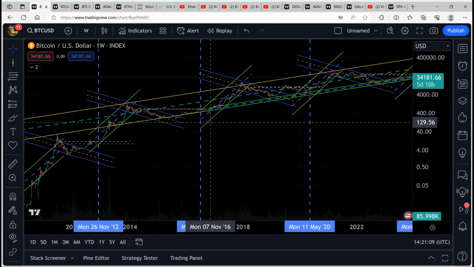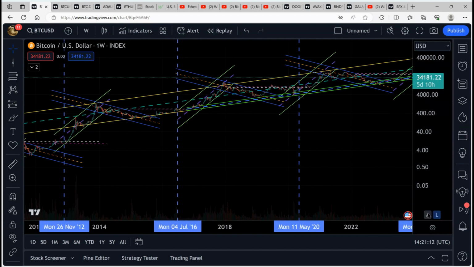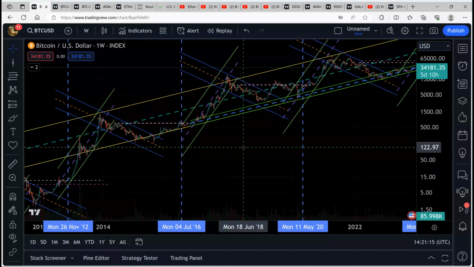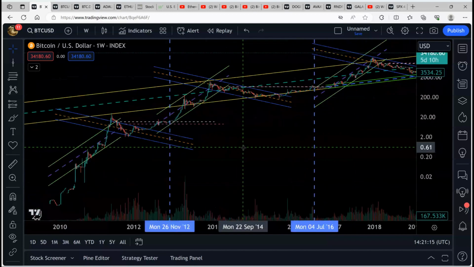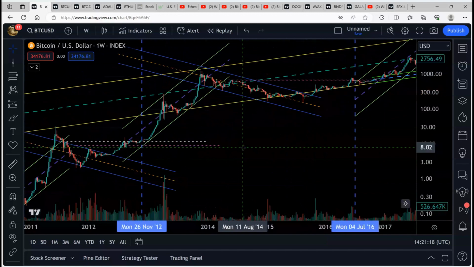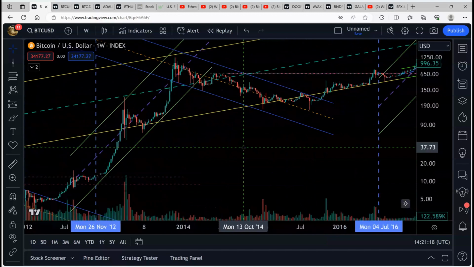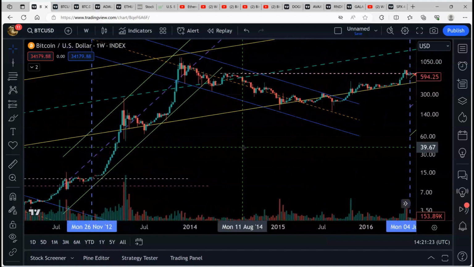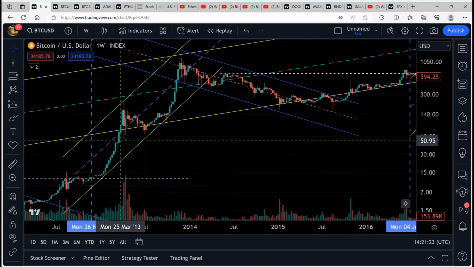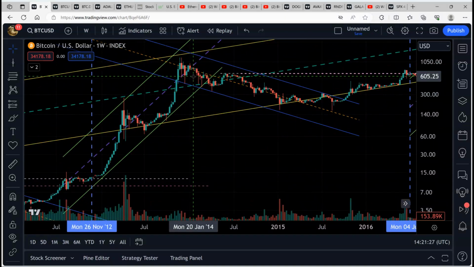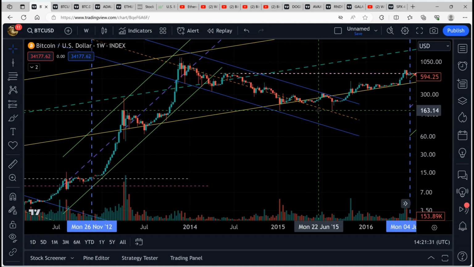Am I not on? Okay, I'm not on automatic there. But I will zoom in to show you now, so you can get a clearer view, because that was way zoomed out. But here we have our parabolic bull run and then the bear market.